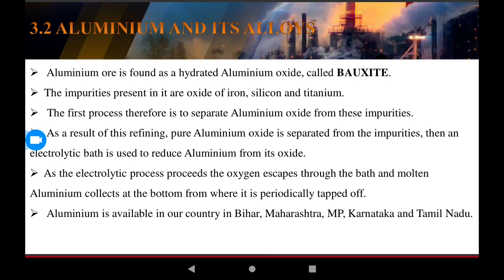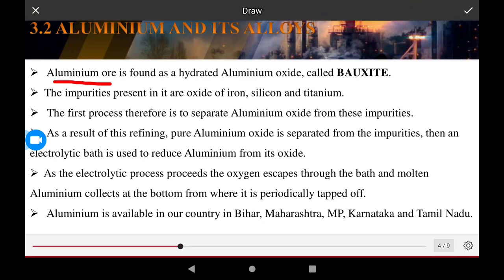So, among the non-ferrous metals in this series, I present aluminum and its alloys. Aluminum ore is found as hydrated aluminum oxide called bauxite. The impurities present in it are oxides of iron, silicon, and titanium. The first process, therefore, is to separate aluminum oxide from these impurities.